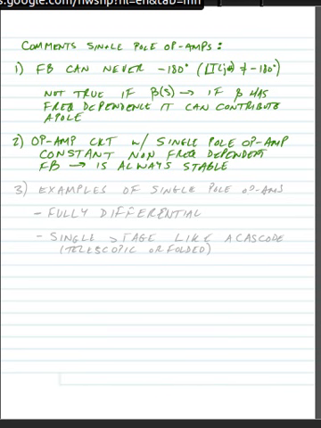Now, examples of single pole op amps. And our first example would be to use a fully differential op amp. So instead of using a current mirror load, we just use a fully differential stage, and then we have one pole at each of the outputs that's exactly equal in frequency, so we don't worry about stability.